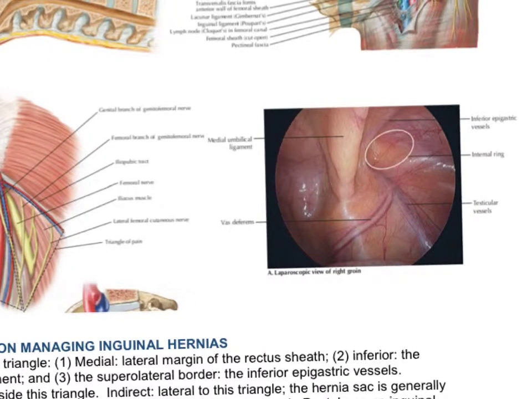So from this approach, you basically dissect out the hernia from the backside, if you will, and accomplish reduction of the hernia and so forth in much the same fashion as you would if you had been doing it from an open anterior approach.